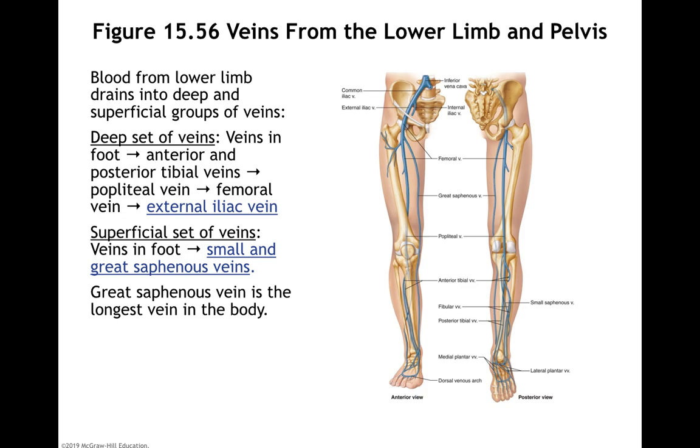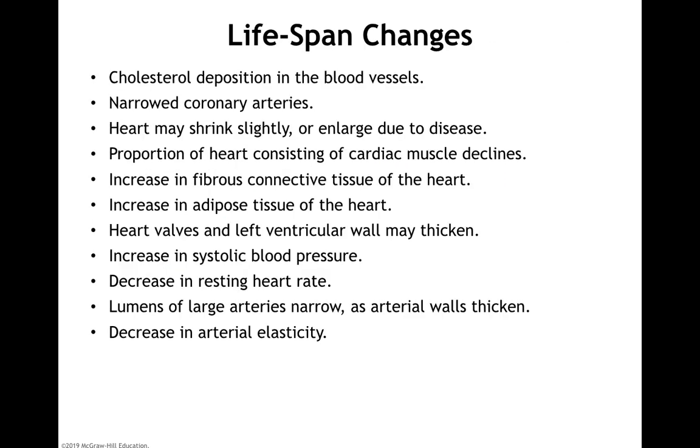The lower limbs, the deep ones, are the external iliac. Superficial would include the small and great saphenous veins. Those are the longest veins in the body.